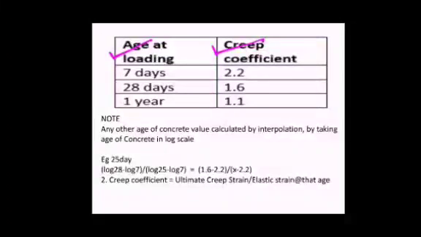So what can you do at that time? You can simply interpolate the value, but by taking age of concrete in log scale. Note this, age of concrete is in log scale. As I have taken 25 days, I have interpolated this. This is the interpolation formula. You all know this: log 28 minus log 7 divided by log 25 minus log 7 equals 1.6 minus 2.2 divided by x minus 2.2. What is this x? x equals the creep coefficient of 25 days concrete.